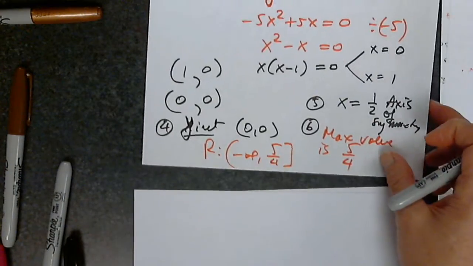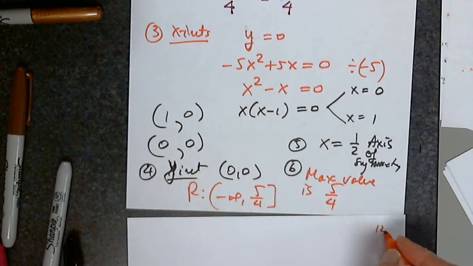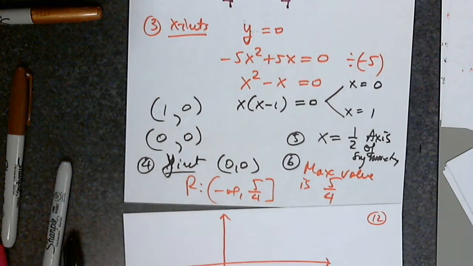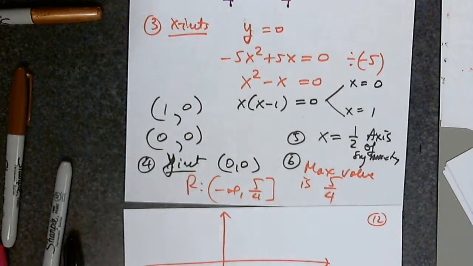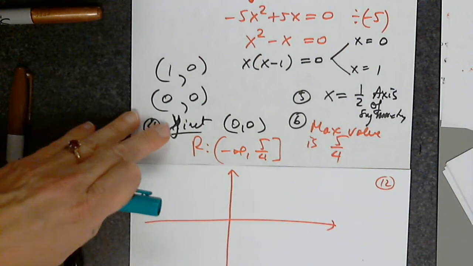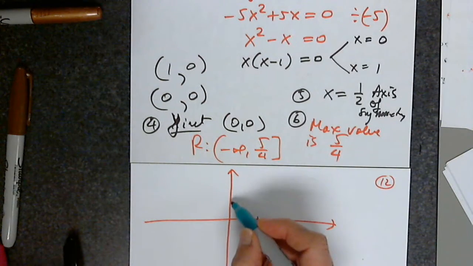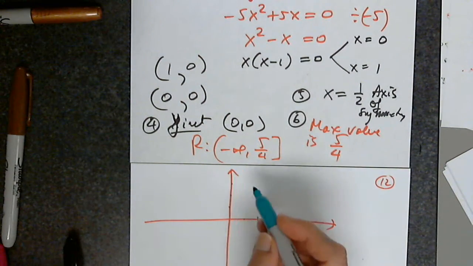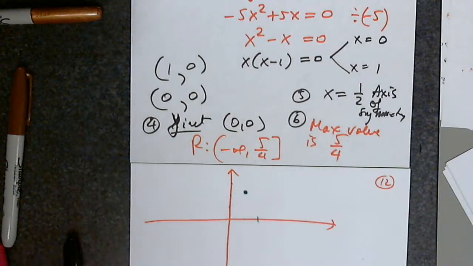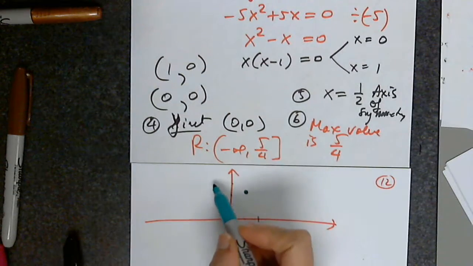Very good. We need to graph it. What do I graph first? Yes. I have to plot the vertex first. So 1/2, I'm going to say this is 1. Okay, I'm going to say 1/2, 1 5/4 right here. So this is 1 and this is 1. This is 1.5.